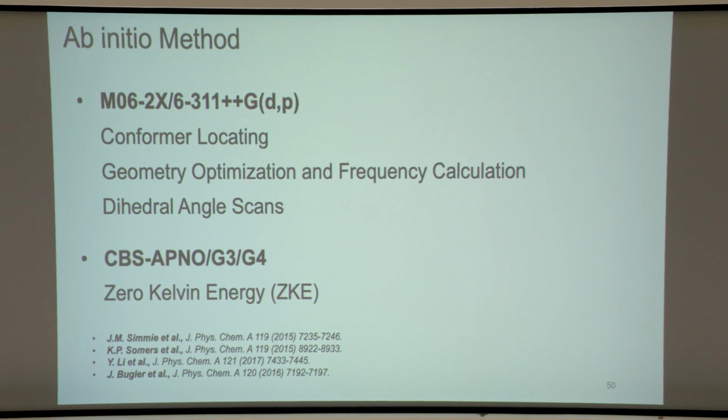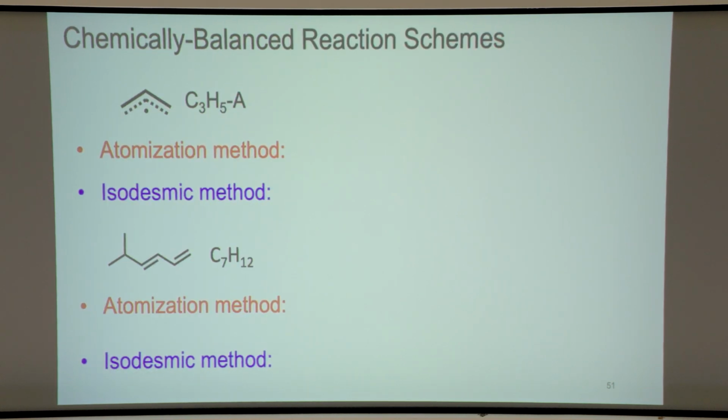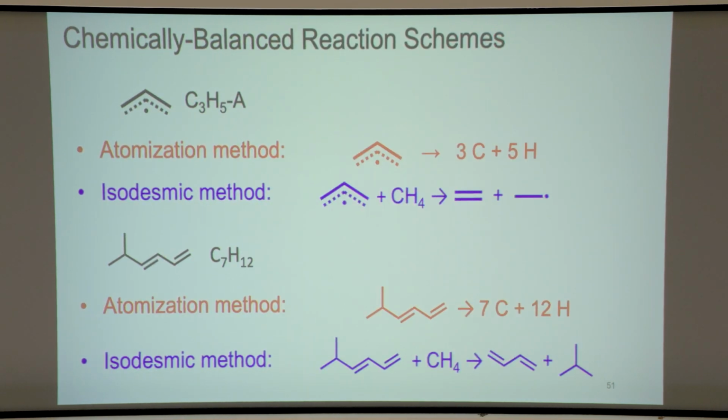So you choose your method, that's the first thing. Choose a method that's accurate, but relatively affordable in terms of computational cost. And then we calculate the energy of the molecule based on the atomization method or the isodesmic method. It's the same as when we talked on the first day about how the thermodynamic properties of a molecule are path independent. It doesn't really matter how you get there, but you can calculate them in different ways.